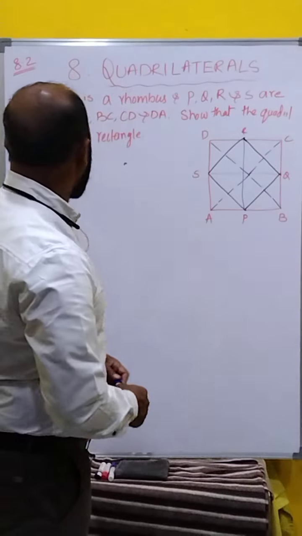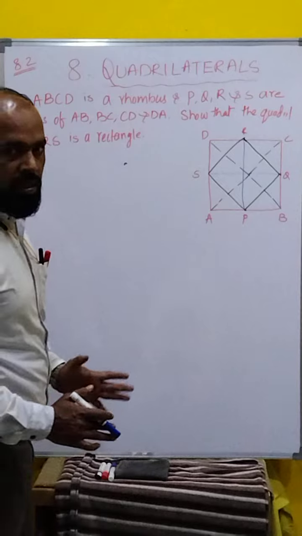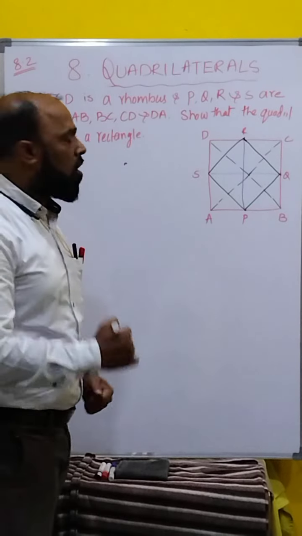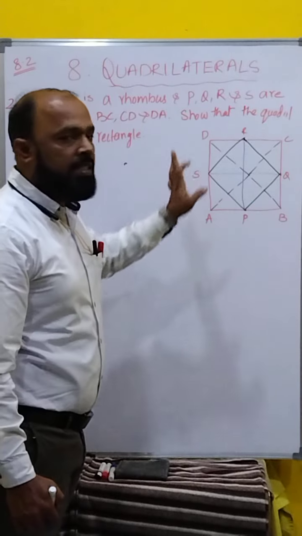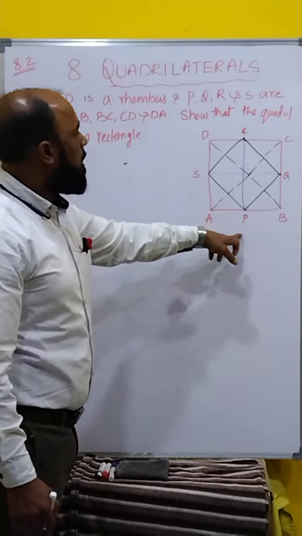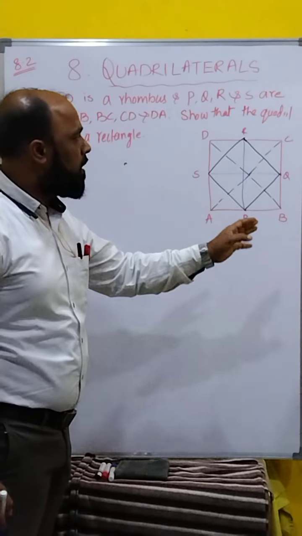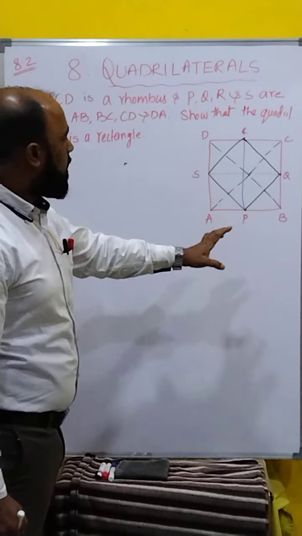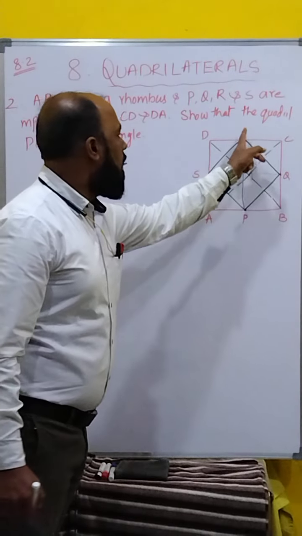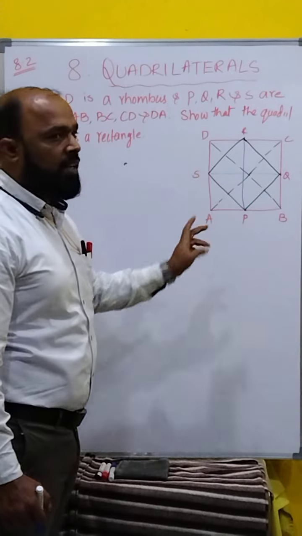Hello students, now we will go for question number 2 in exercise 8.2. Just read the question, understand the question, then we will solve it. ABCD is a rhombus. P, Q, R, S are the midpoints of AB, BC, CD and DA. Then show that PQRS is a rectangle.